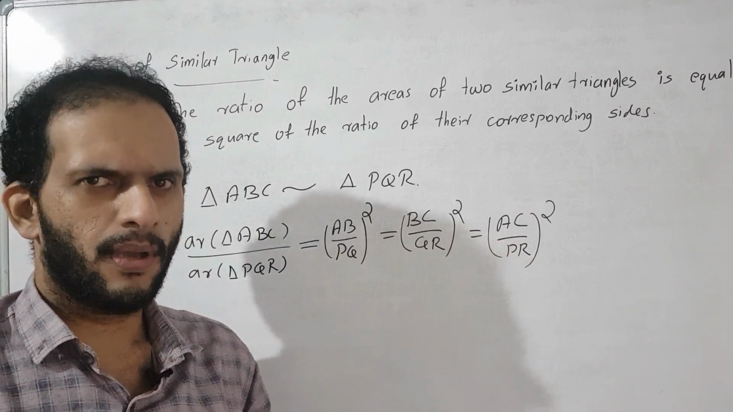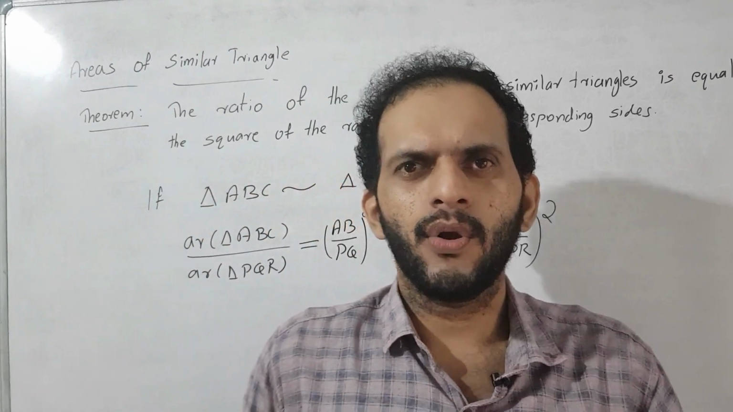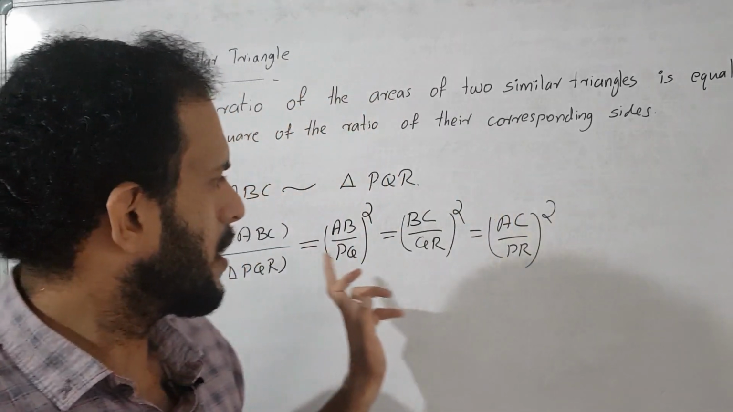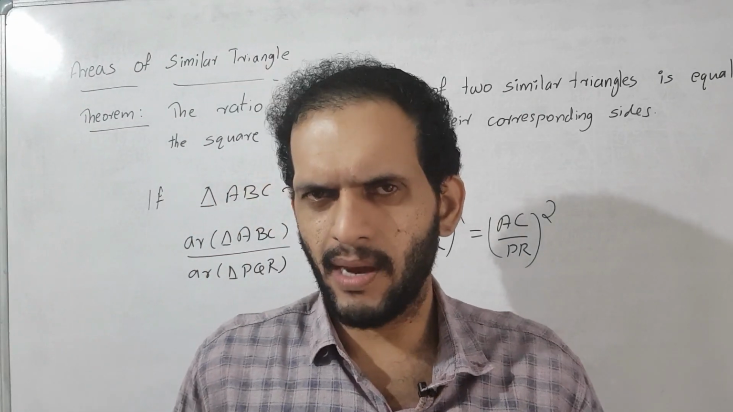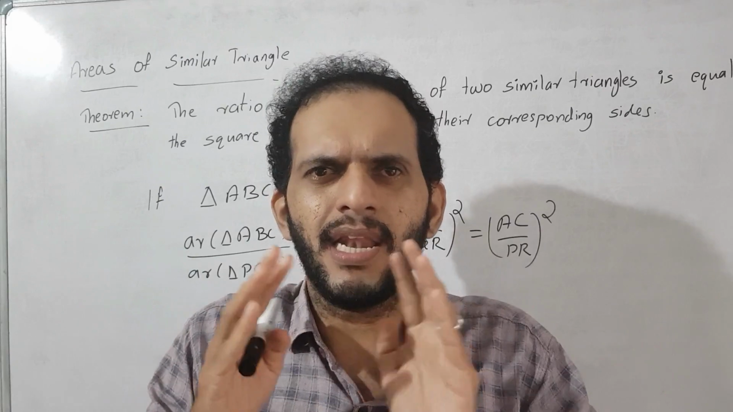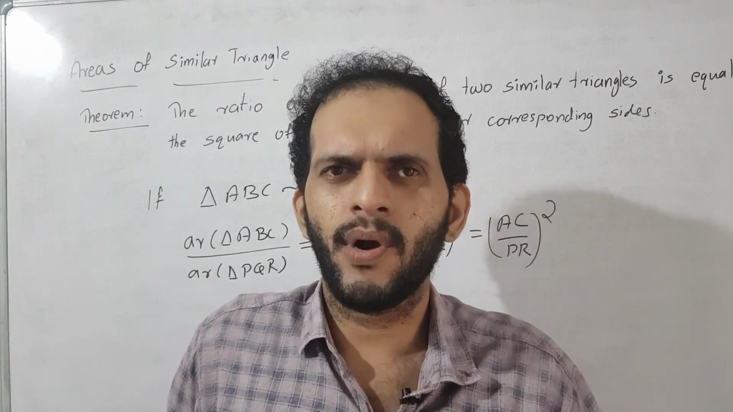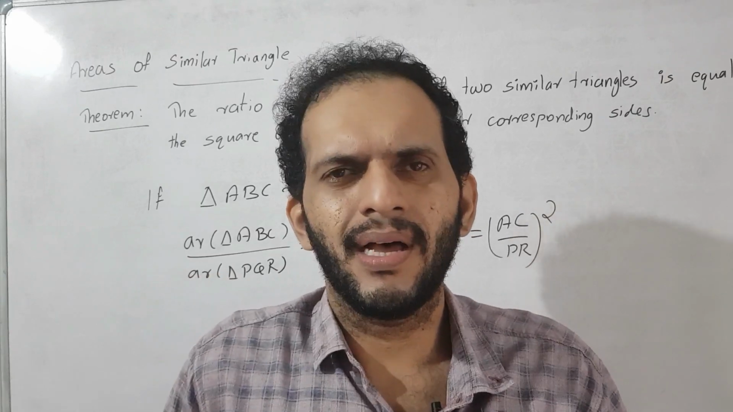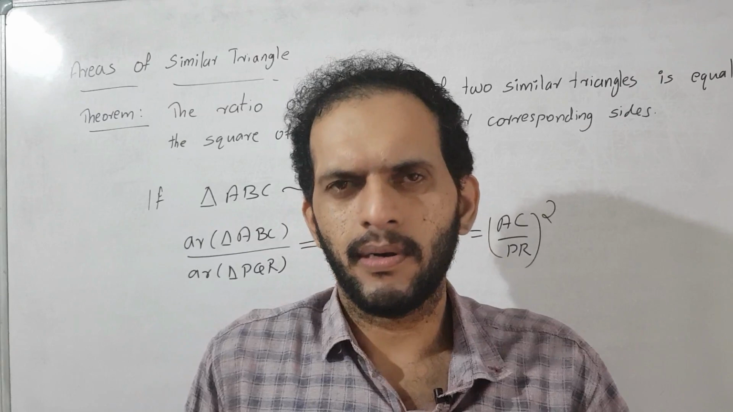Okay, but in the case of work we do not apply all the sides. We do not need all the sides, we need only one side. For doing the work, for applying the idea, we consider any one of the corresponding sides. Any one of the corresponding sides, its ratio squared is equal to the ratio of areas of similar triangles.